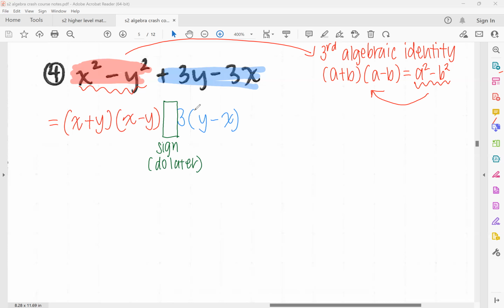Okay, so how do I get a positive 3y? So what sign should it be here? Positive. Let's check. Positive 3 times y, does it give me positive 3y? Yes. Then positive 3 times negative x, does it give me negative 3x? Yes or no? Yes. Okay, guys, I have an issue.